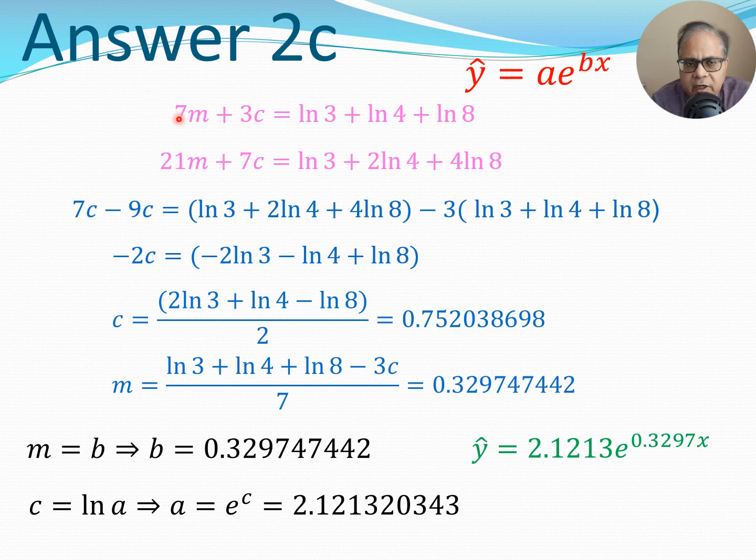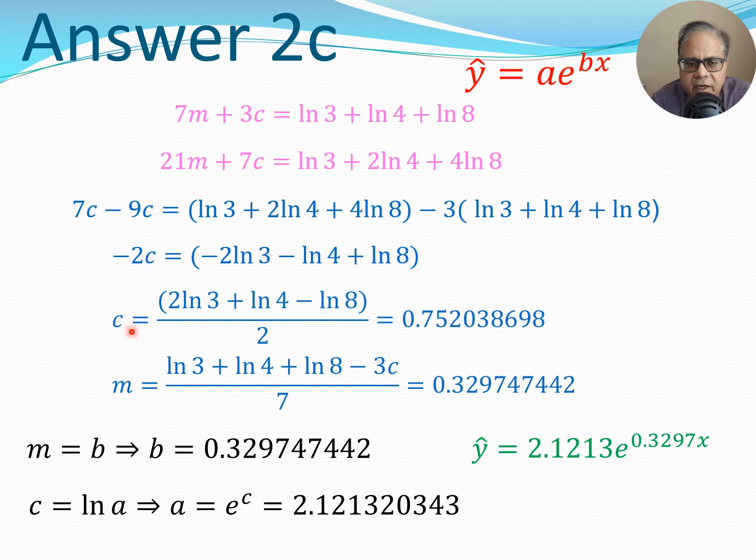We have these two equations here, and you can see that I could actually do some very simple calculations. I could multiply the first equation by 3, and then I could subtract these two equations. So what that would do is that would remove m. So let's do that. So I get 7c minus 9c because I multiplied this first equation by 3, and I get this term log 3 plus log 4, plus I get this term here, and I subtract minus 3 times this term here. So essentially just a solution of simultaneous equations.